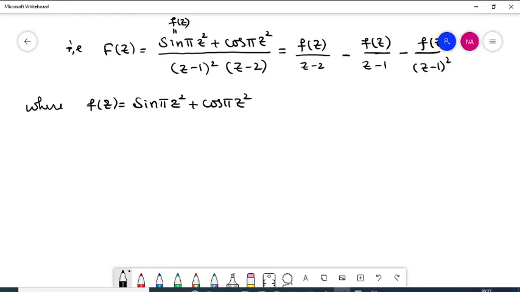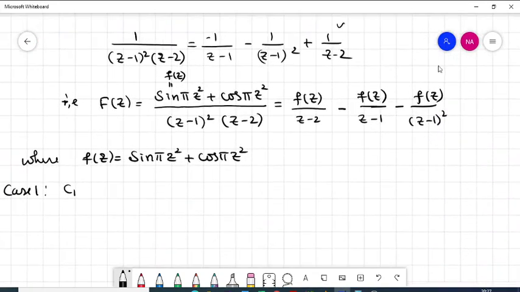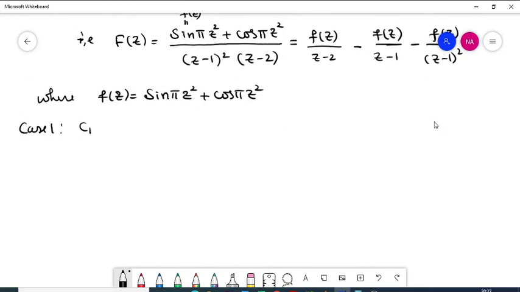Now you have to consider different circles that are given in the statement. First, case 1, let me take C, the first one, mod z equal to 3. Yes, mod z is 3 is the first one. So here C is mod z equal to 3. That means you have to consider a circle of radius 3 units.